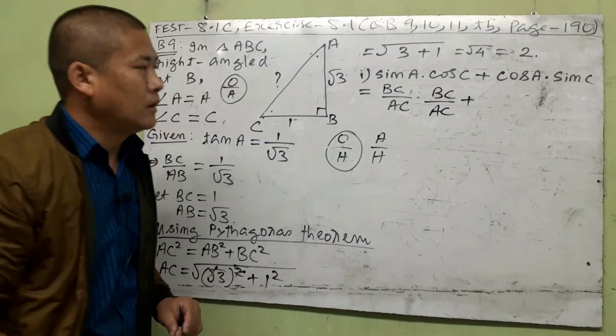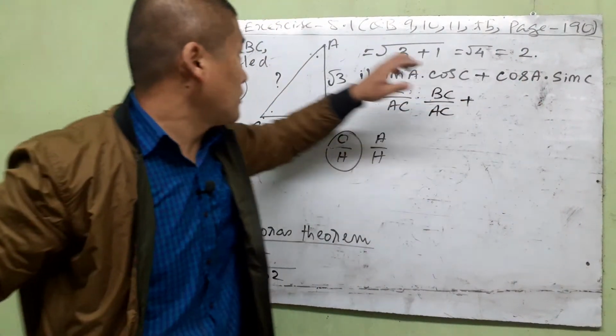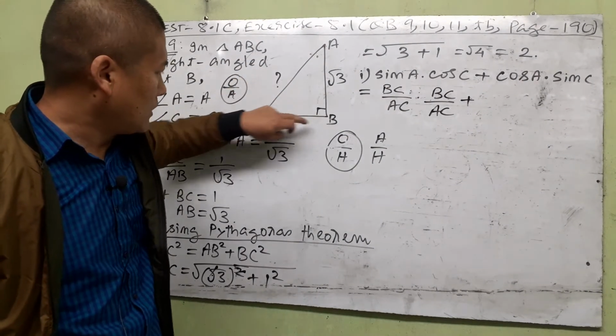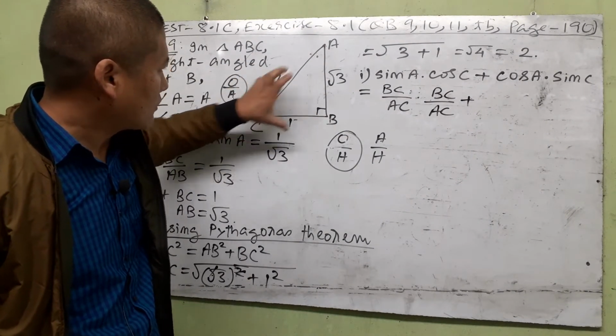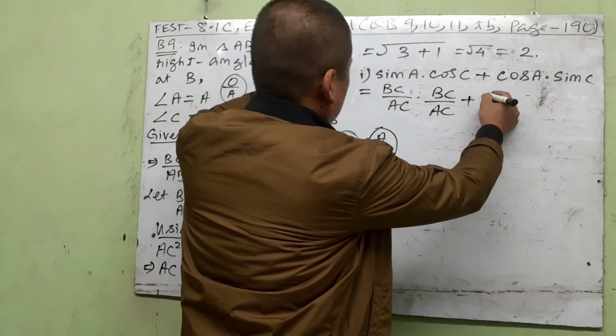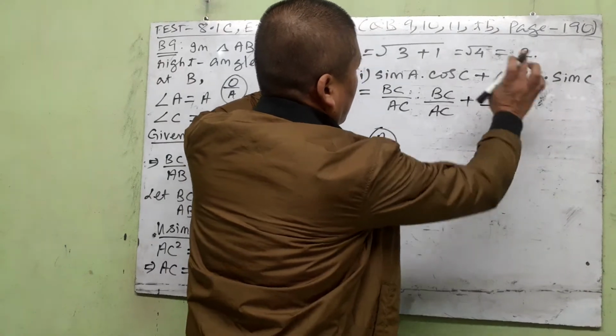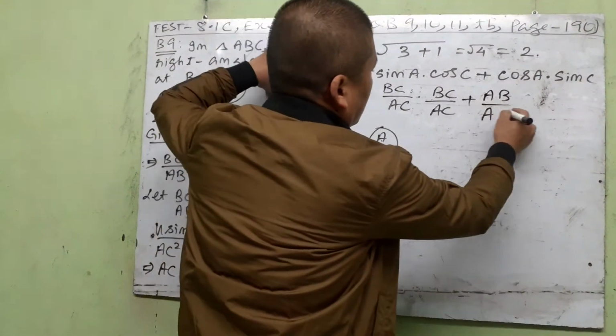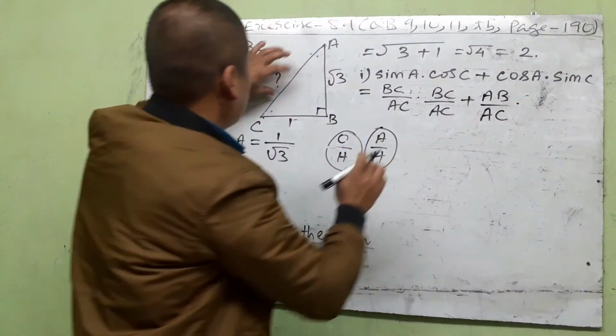Plus cos A. A again. So the two arms of angle A are AB and AC. The one which is not the arm becomes opposite, BC. So AB is the adjacent. And cos is adjacent by hypotenuse. So adjacent is now AB when you take angle A, by hypotenuse AC. And then when you take sin C, C is this angle.